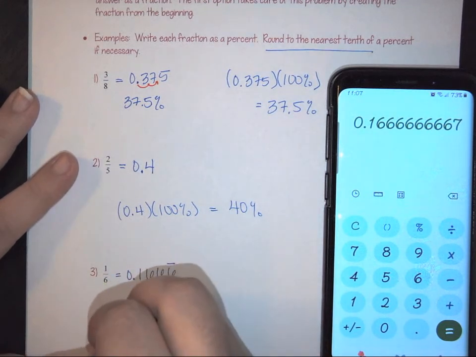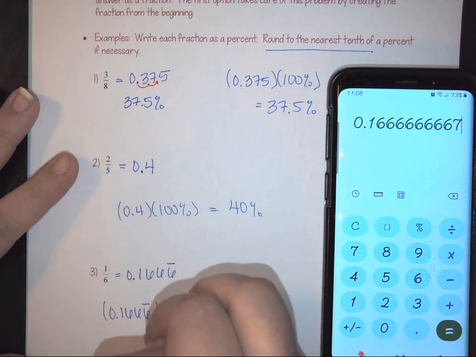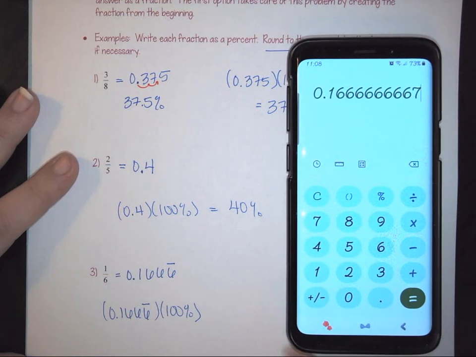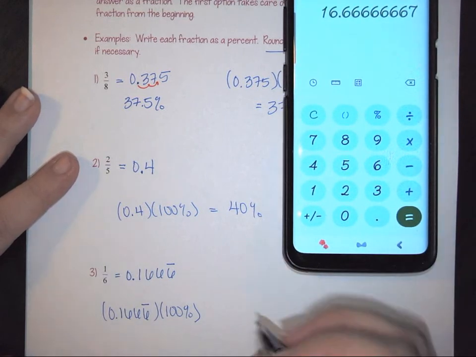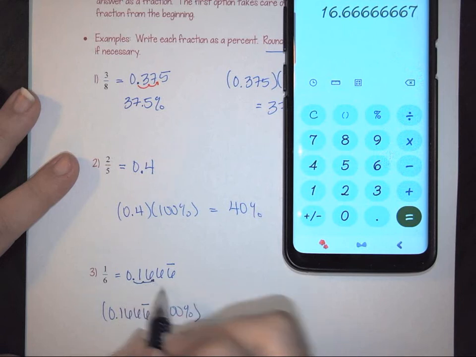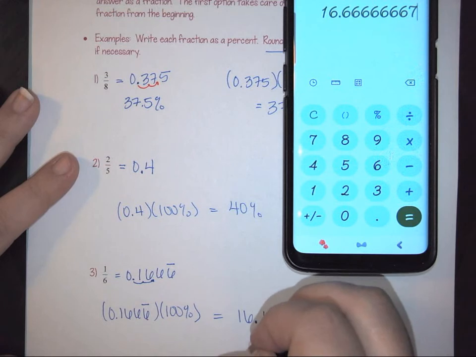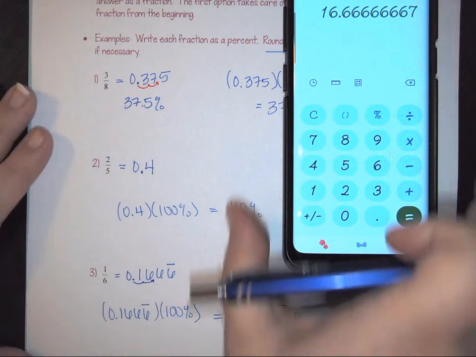So 0.1666 repeating times my 100%. So since I still have this in my calculator, it's very simple. I can do the times 100 here, and I get 16.66 repeating. It's the same as if we had moved our decimal place twice over. So here, this is going to give you 16.66 repeating. Once you know what that percent is, now you're going to go ahead and round.